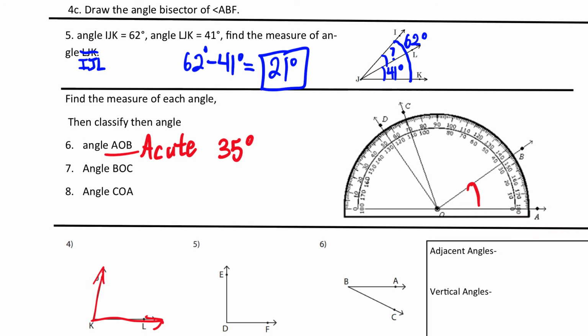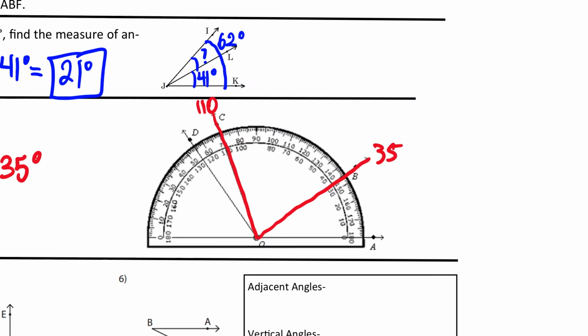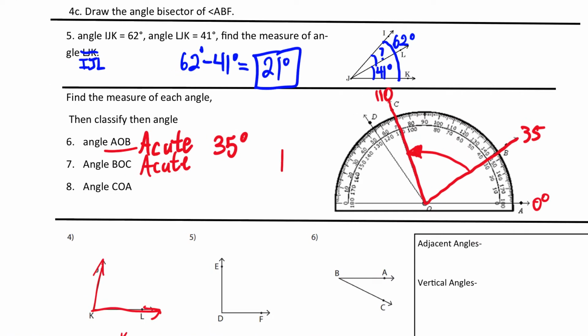Okay, dropping down here, angle BOC. Is it right, acute or obtuse? Okay, so BOC is right here. It is acute. Now let's talk about this. It starts at 35 and it ends at 110. So this is like what we did yesterday. So if you're counting from 0 over here, and it starts at 35 and it ends at 110, how are you going to find the measurement of that angle? Yeah, just subtract them. So 110 minus 35. What does that give you? Gives you 75.